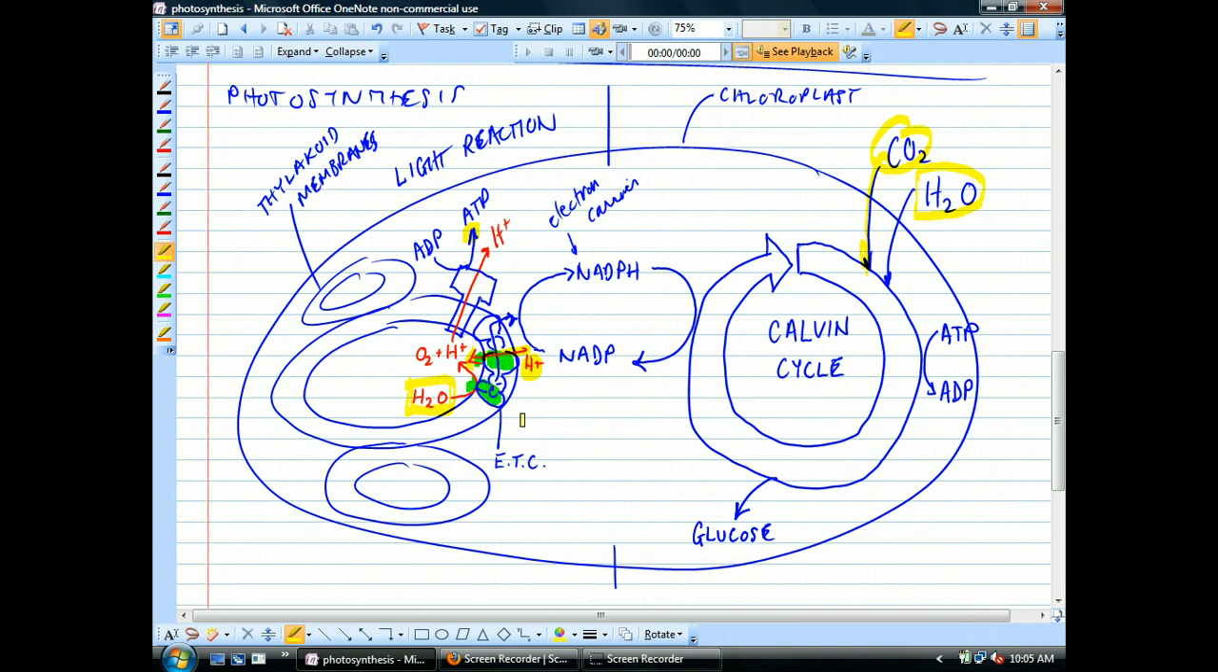Then the ATP is fuel for the Calvin cycle. So it comes over here and runs the cycle around and around and around, and actually it takes 6 times around to make 1 glucose molecule. And that's photosynthesis. And let's just say one more thing after this.